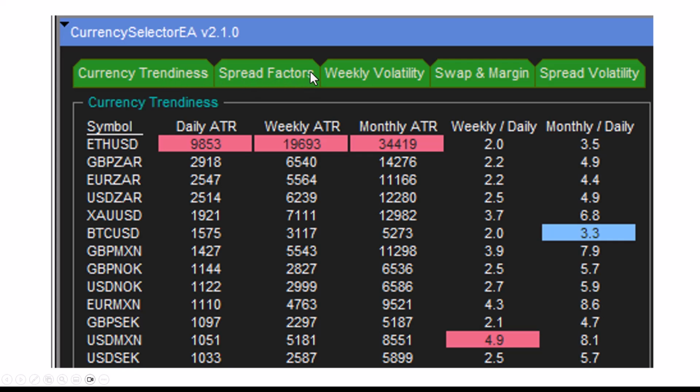Then we look at spread factors, as I've mentioned before. Then we look at volatility factors. Then we also look at swap charges and margins. All of this is extracted from your broker information, which is not really available very easily. And then we look at the spread volatility. In other words, does the broker say that he's got a 1 pip spread for the euro, and then at certain times of the day it jumps to 6, and then to 5, and then to 1, and so on. So we monitor the spread volatility. All of those are very important factors for currency selection.